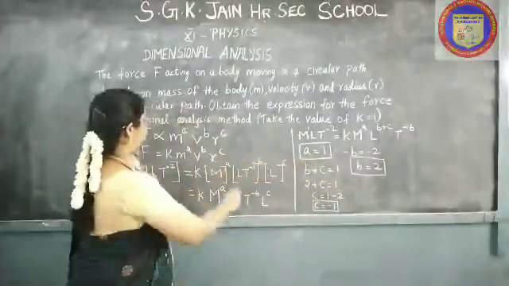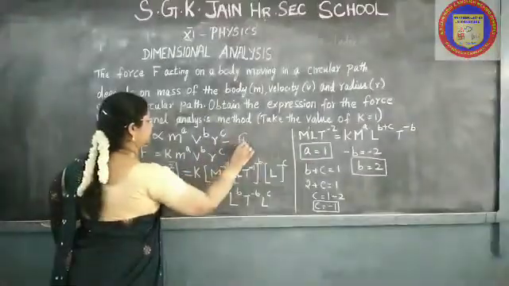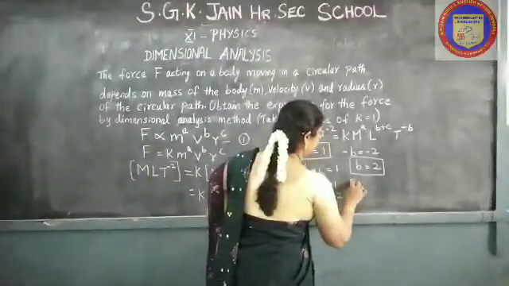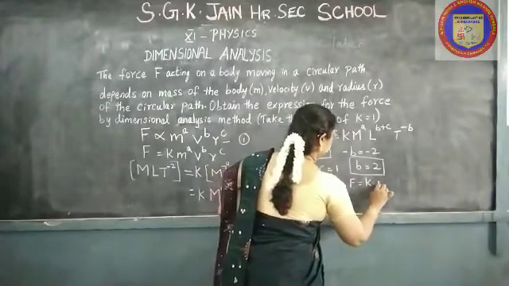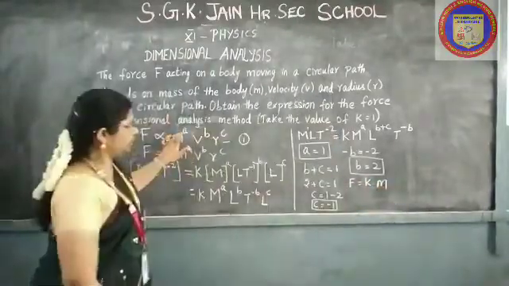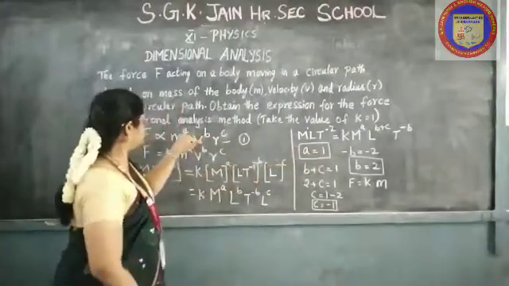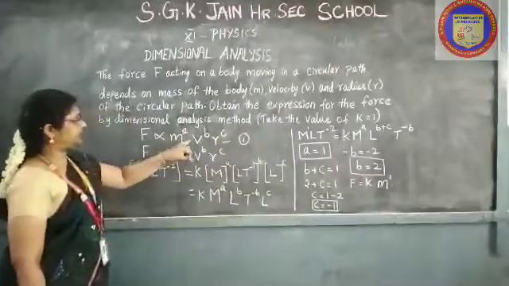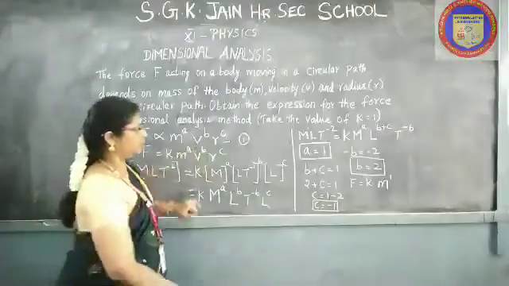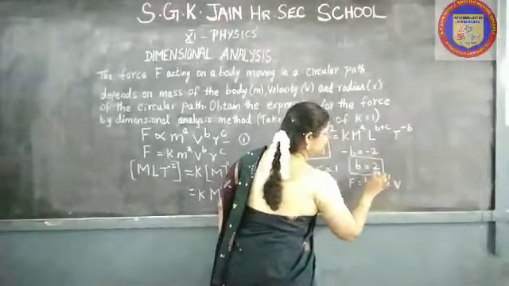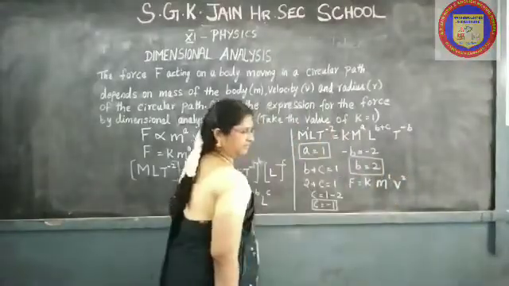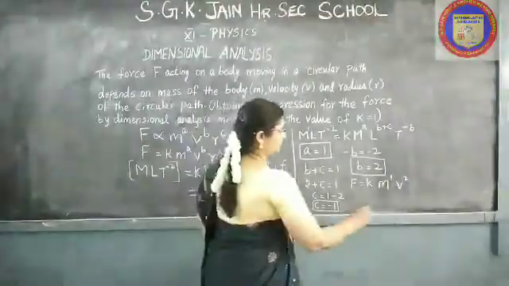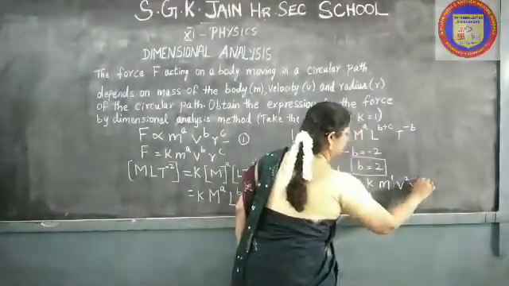Substitute these values in the first equation, name this as first equation. So what we will get, F is equal to k m power, what is your a value? A value is 1. So m power 1. What is my next term I have here? v power b. What is the value of b? Value is 2. We'll substitute as 2. And then r power c. c value is minus 1. So I will write r power minus 1.